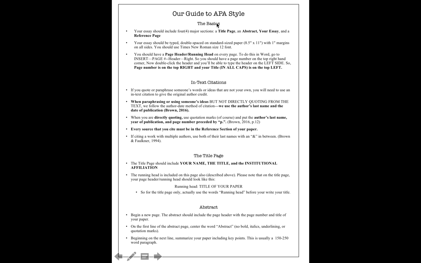Basically, APA style papers always have a title or cover page, which you will create. An abstract, which you'll create for your final paper. You will not need to create an abstract for weeks 1 and week 2. Then you'll have your paper and you'll have a reference page. And most of you should have probably only the textbook included in that reference page. It'll be Times New Roman 12 font double spaced. You should have a page header, and I explain how to create that page header here in Microsoft Word.